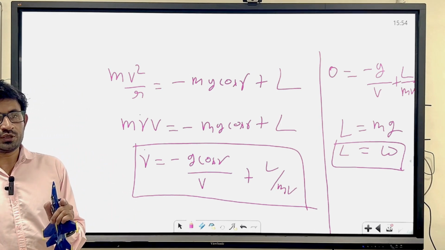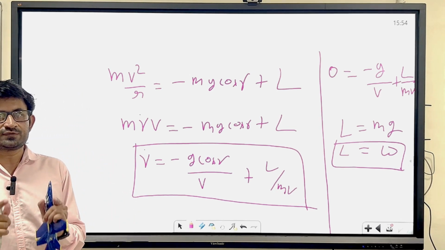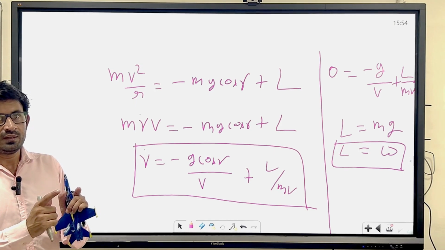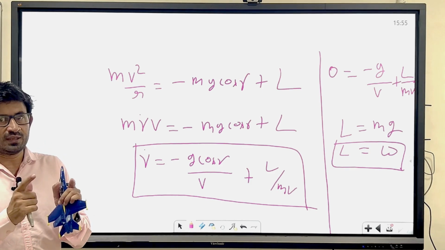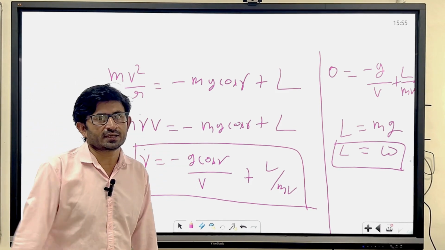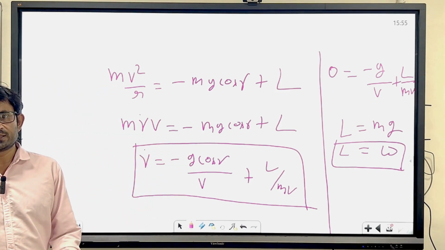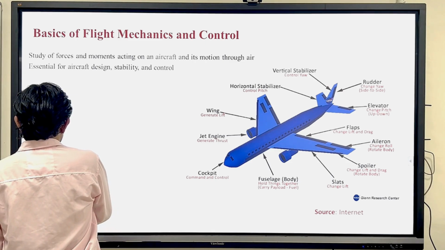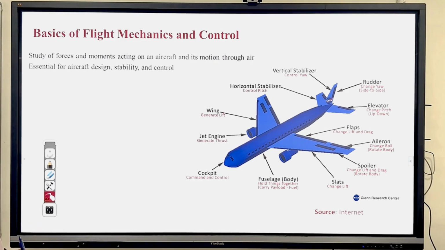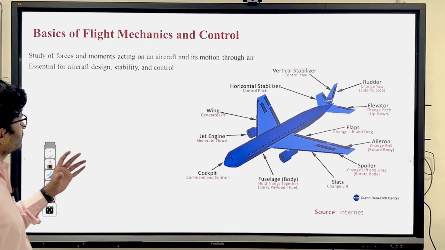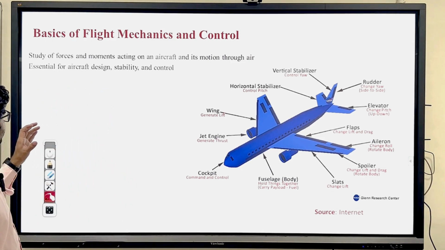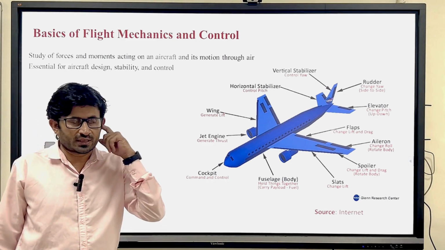So it is important to know that you should utilize these forces in a very effective manner to get the optimal flight performance, optimal control also, and very good stability characteristics from our designed aircraft. So in basic flight mechanics and control, we generally study the forces and moments acting on the aircraft, and it is essential for aircraft design, stability and control, as already said.